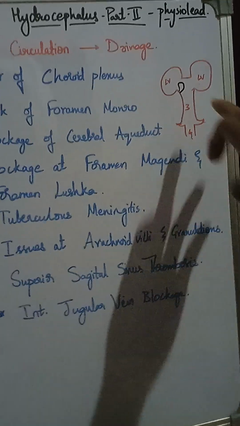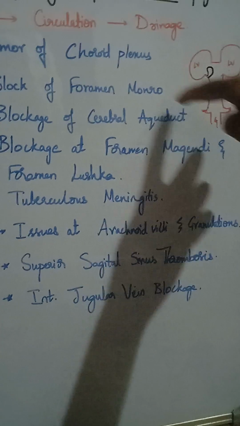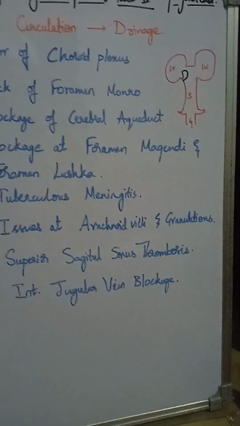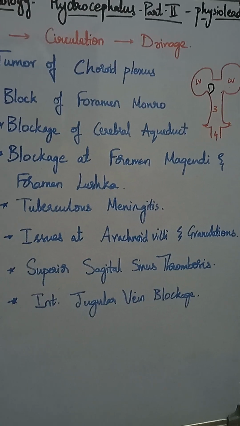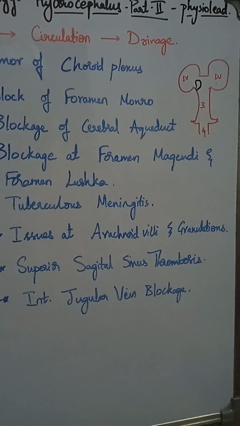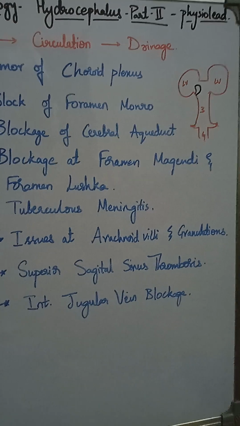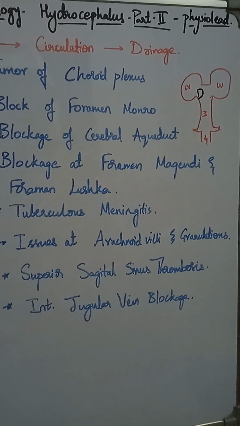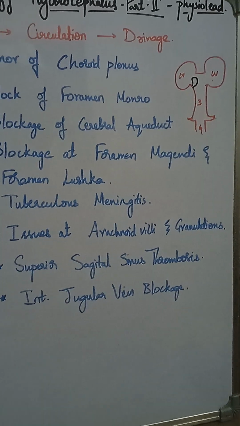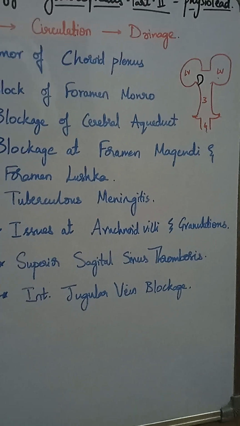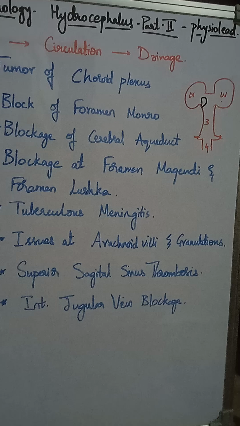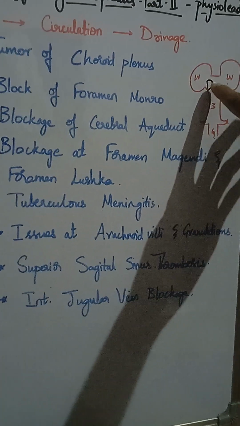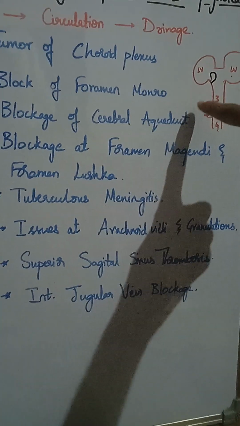So if it is on the right side, only the right side ventricle will be enlarged. And if we see the MRI or CT scan, only one lateral ventricle is enlarged. This kind of blockage is called asymmetrical enlargement of the lateral ventricle. So only here we have the cyst, so only this side will be enlarged.